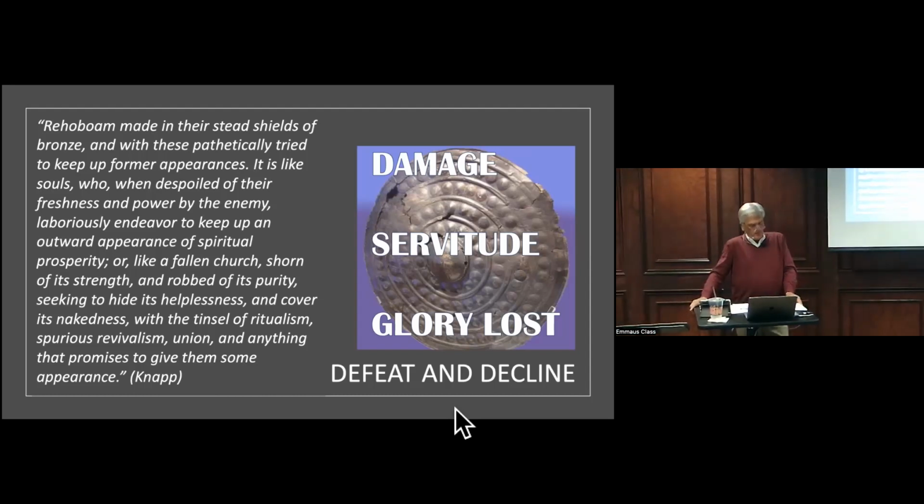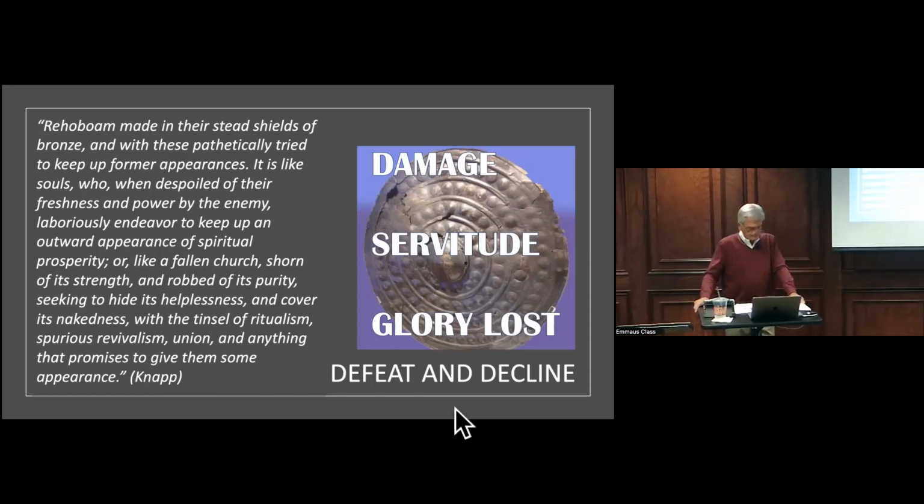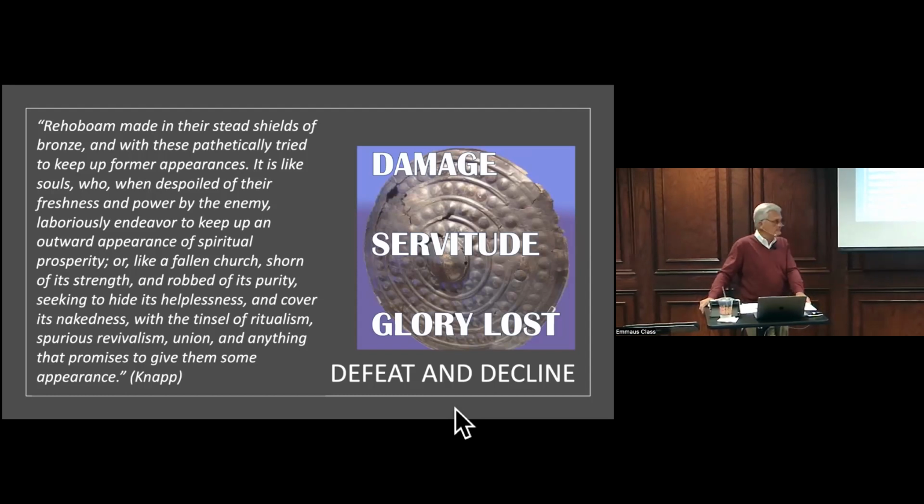Up to now, Rehoboam probably thought he could wage war on the north. He could reclaim his kingdom, once again be as glorious as his father, but not anymore. At this point, it becomes obvious his kingdom is lost, and he will settle for the remnants. And I want to suggest that this is a metaphor or a pattern for us.